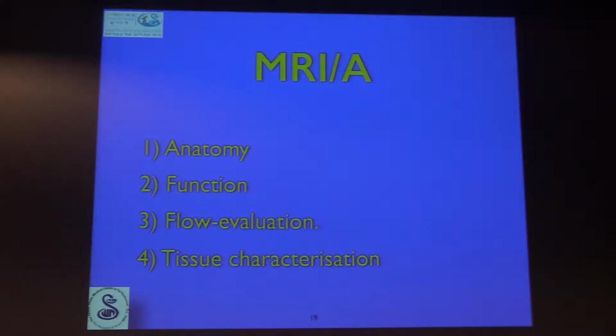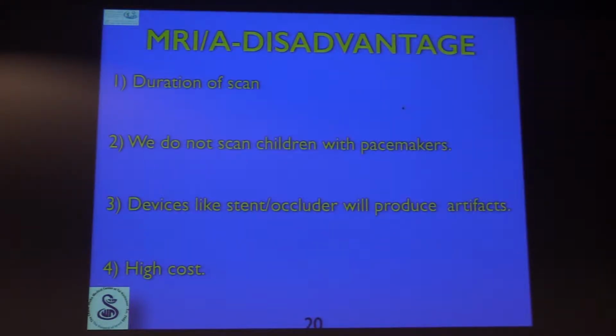Flow evaluation. With the flow sequences, we can estimate the flow across the valves and blood vessels, and the degree of shunting. This is very important in pediatric congenital heart defects. Tissue characterization: we can characterize cardiac tumor, myocarditis, and infarct. We can also estimate the level of iron using T2 star sequences in patients receiving multiple blood transfusions due to systemic disease like thalassemia and aplastic anemia.